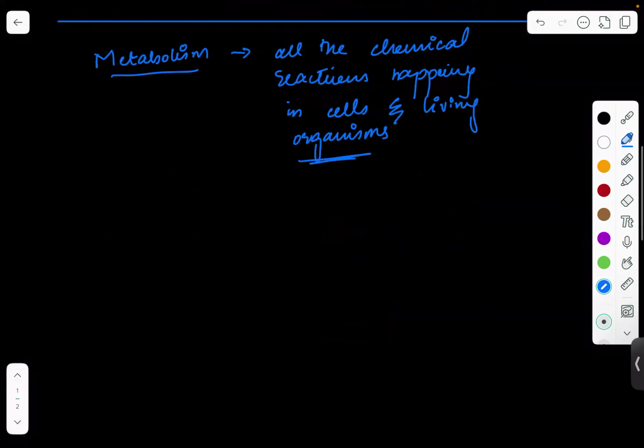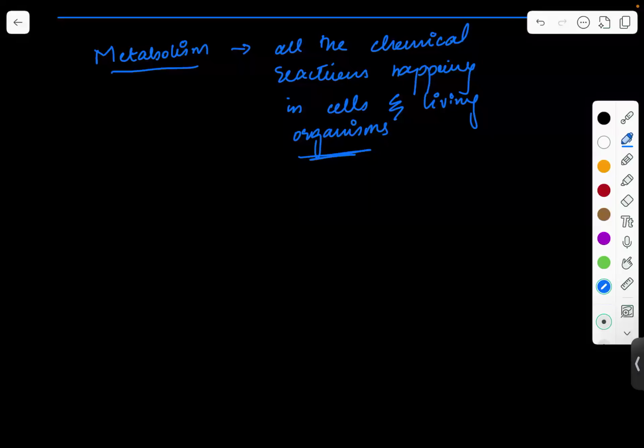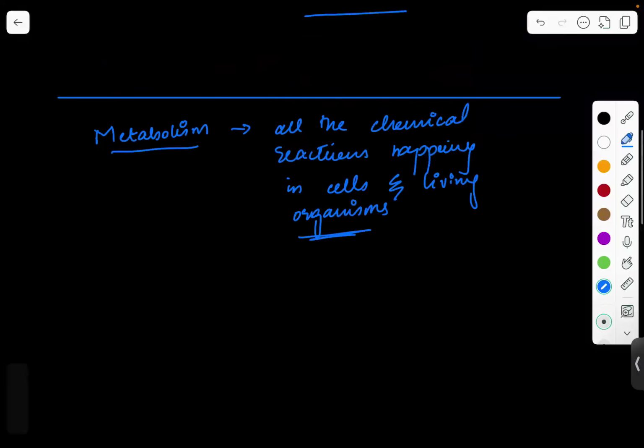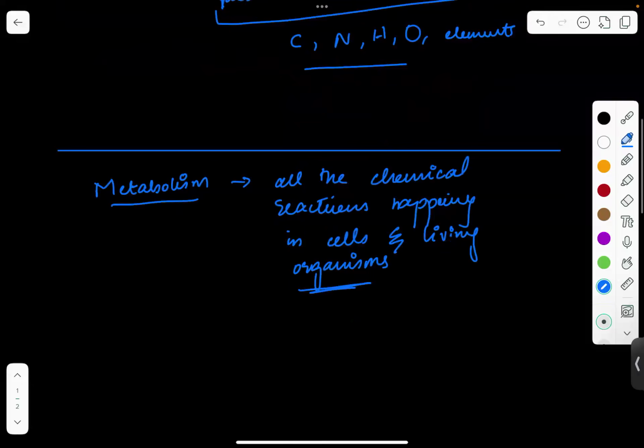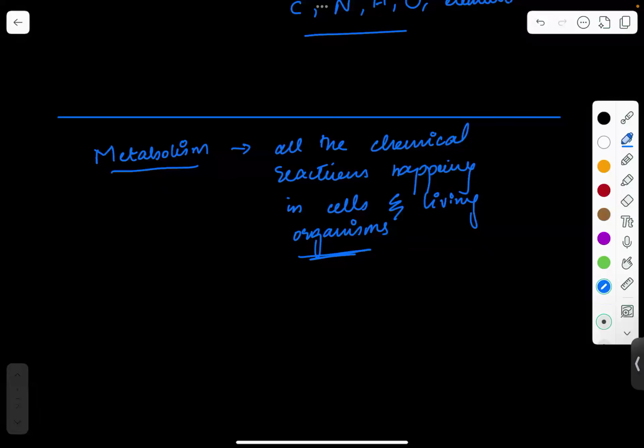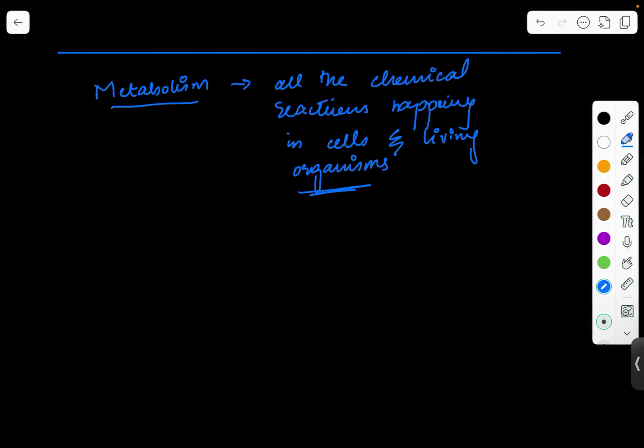But what I'm introducing metabolism as is more so a concept, that the interaction of these molecules, these atoms, these elements, right, is what leads to life. It's what leads to living things doing what they do. And so there's two key sub reactions in metabolism, right?